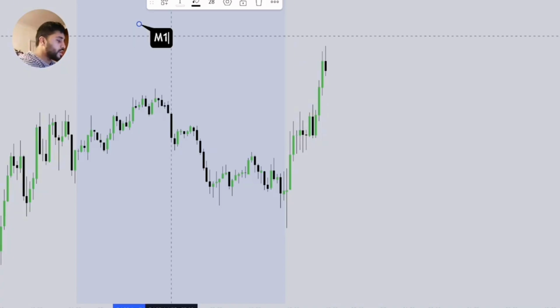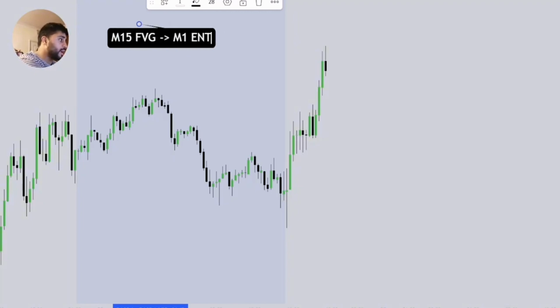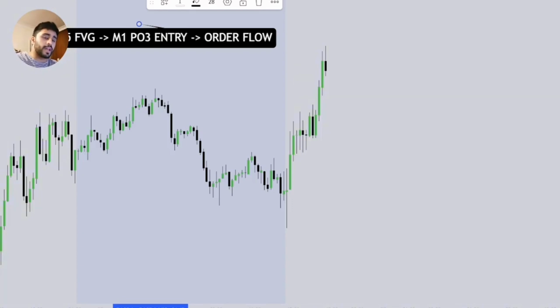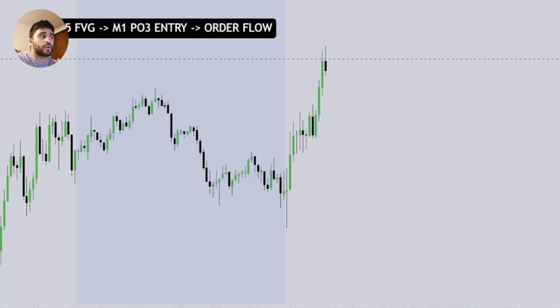I always trade with a 15-minute fair value gap. Then I look for a 1-minute entry, or I sometimes call it a 1-minute PO3 entry, and we're going to explain what that is. And then we're going to be using order flow. You need all three to make the strategy work, and you need all three to make any strategy work.